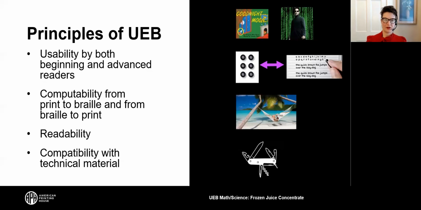So if you're transcribing something in literary and feeling a little taxed by how often you have to use grade 1 mode, it may be because of rules that allow for technical material to be transcribed using exactly the same symbols and just building off of the rules that are used to transcribe literary material. It's all one code, from beginning to advanced, from literary to math, and back again.